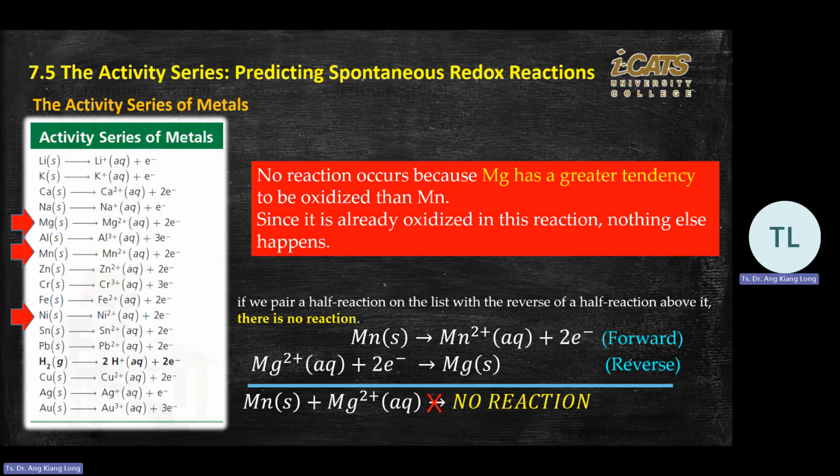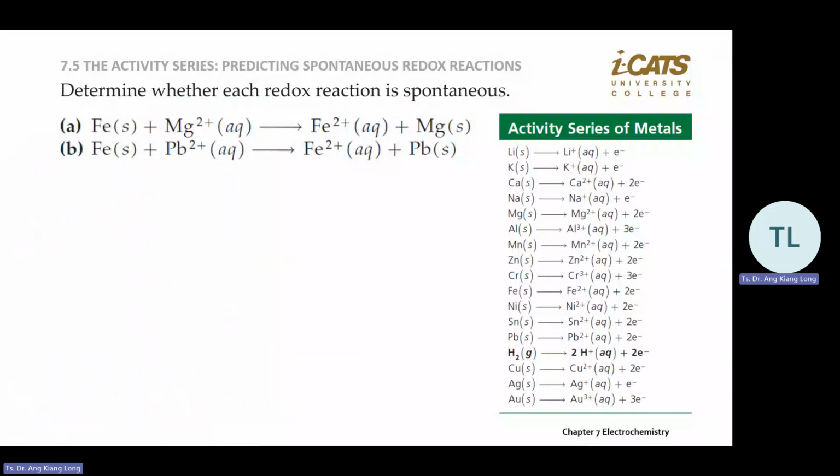Okay, so this is just an example. Determine whether each redox reaction is spontaneous or not, so whether there is reaction or no reaction. Okay, let's look at A. In A, you have ferrum and magnesium. So go to this table. Ferrum is here. Ferrum and magnesium, and the equation is given here already.